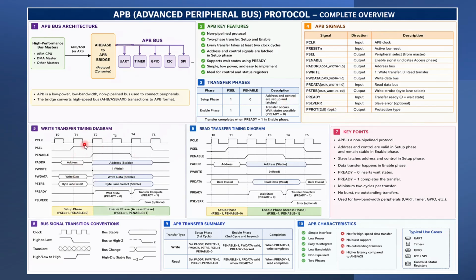Write transfer is happening and read transfer is also happening. So write and read transfers are done here. These are the key features we have already explained: non-pipelined, address and control, slave latches data on transfer, the ready signal should be 0 during a wait state, the ready signal should be 1 without a wait state, a minimum of 2 cycles is there, and burst transfers are not supported. All these are the overview of APB. Bus signals I have mentioned: clock, bus stable, high to low, low to high, bus to high impedance, all these signals. Understood?